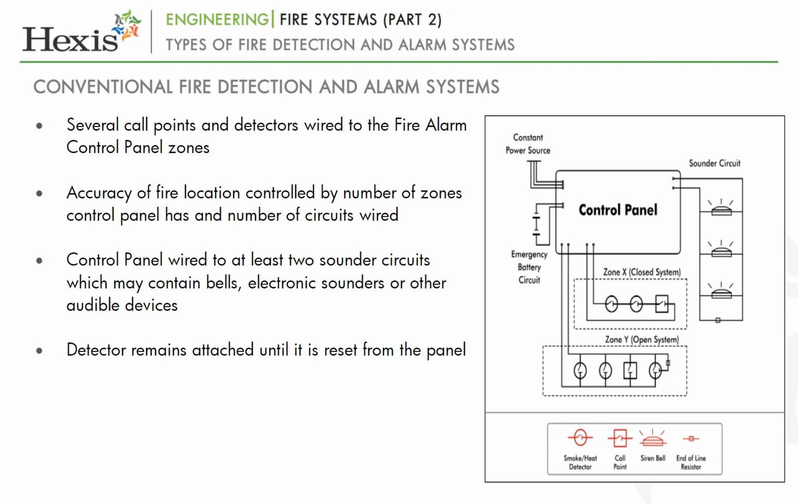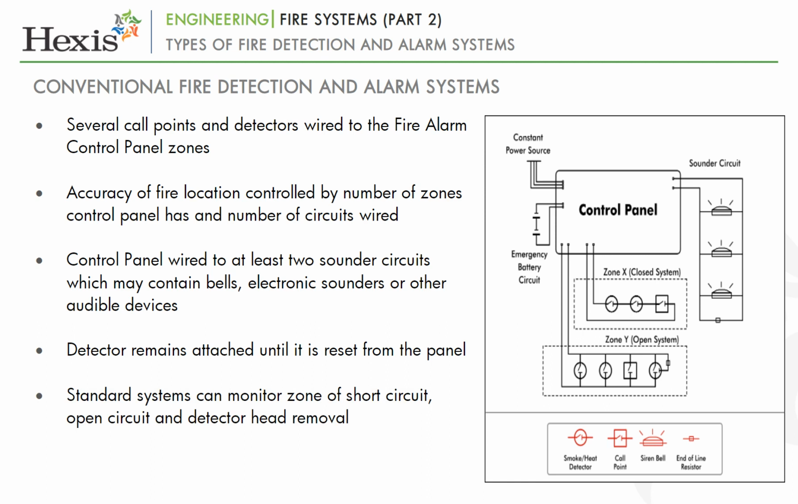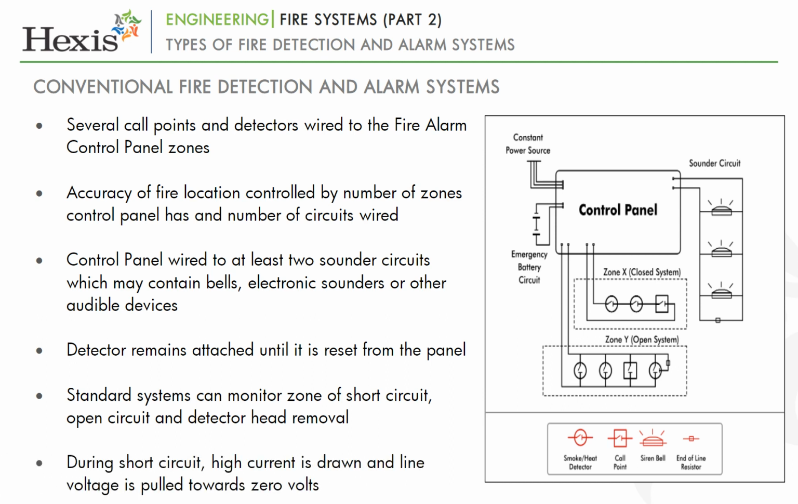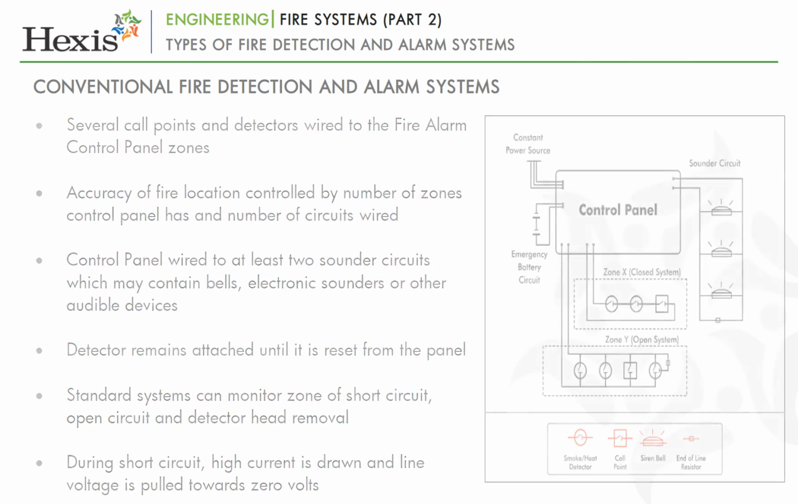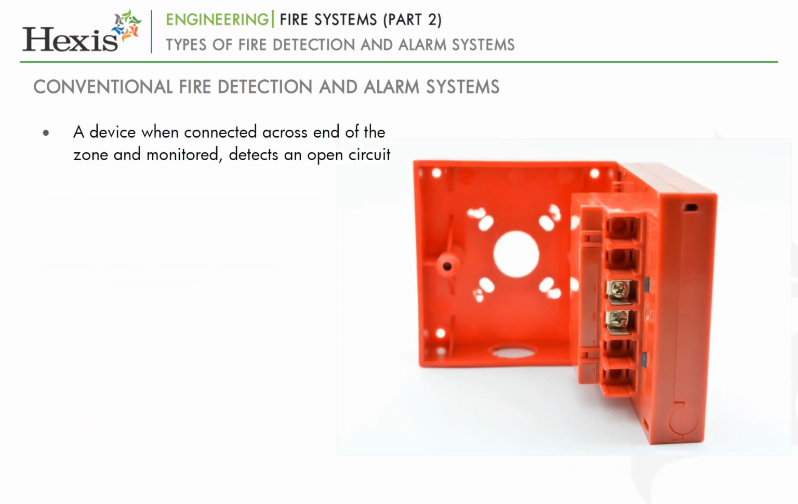Standard conventional systems can monitor the zone for short circuit, open circuit, and detector head removal. When a short circuit occurs on a zone, a high current will be drawn and the line voltage will be pulled towards 0 volts. The panel detects the low voltage or high current and a fault is signaled. In order to detect an open circuit or detector head removal, a device is connected across the end of the zone which can be monitored. This device can take various forms depending on the control panel and is called an end-of-line device.